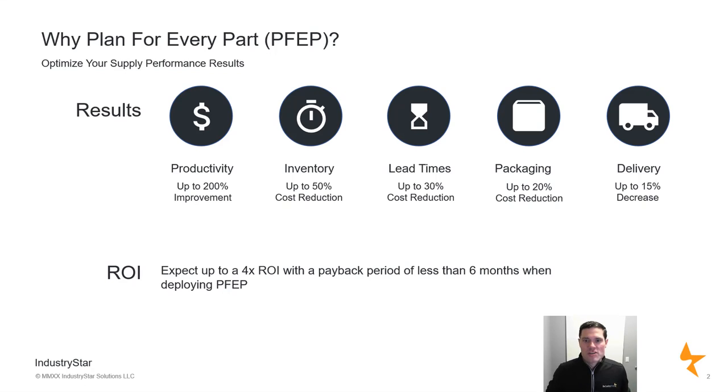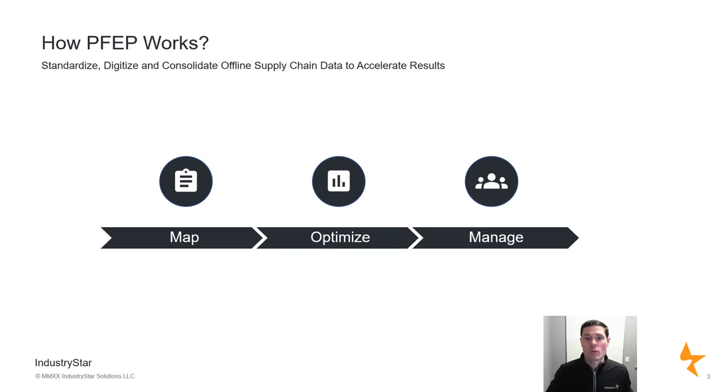The specific supply chain pain points or goals that drive leaders to deploy PFEP vary, from strategic, such as deploying a new lean company management system, to tactical, such as reducing inventory at a specific plant. Regardless of the drivers, the net result is that leaders should expect to realize substantial return on investment and near-term payback leveraging PFEP. So, how does PFEP work?